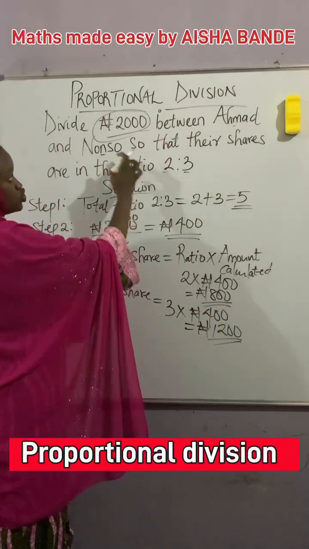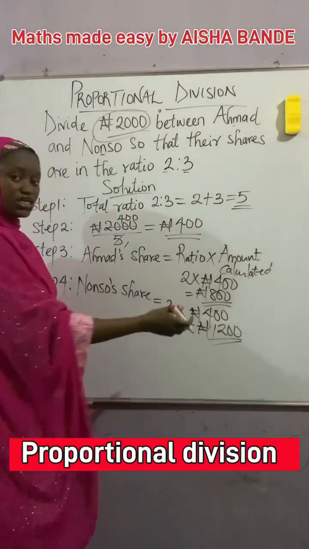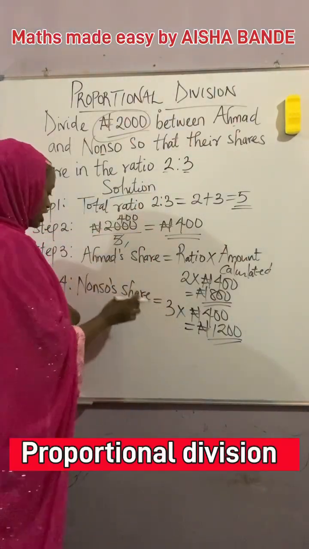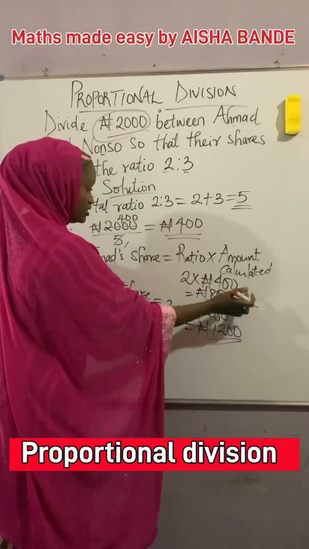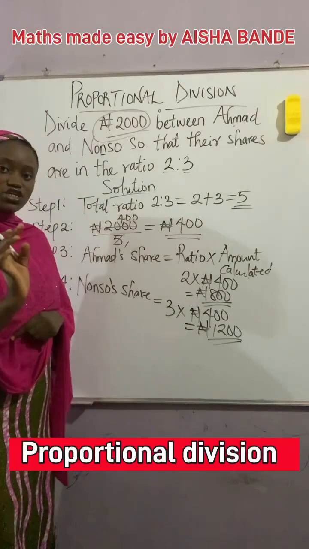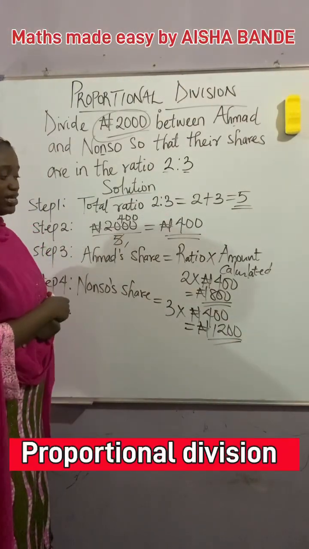So viewers, as we can all see, Nonso's ratio is higher than Ahmed's ratio. And the final answer also shows that the amount Nonso is going to collect from the money is higher than that of Ahmed. So that shows that we are on the right track. So this is the final answer.